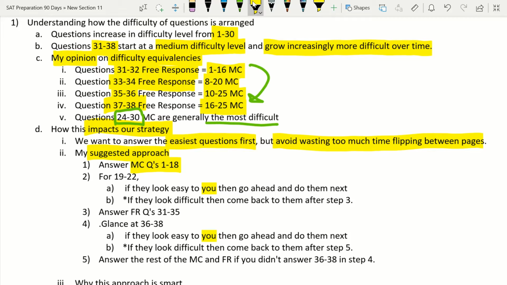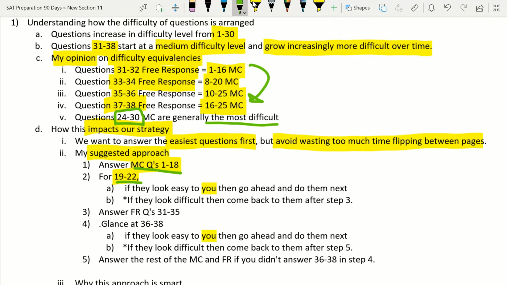And then after 18, we get to questions 19 to 22. At that point, those questions are no longer really easy questions. At minimum, they're generally going to be moderate difficulty, possibly going to a high difficulty at 22. So my recommendation is the first thing you want to do is answer questions 1 through 18.